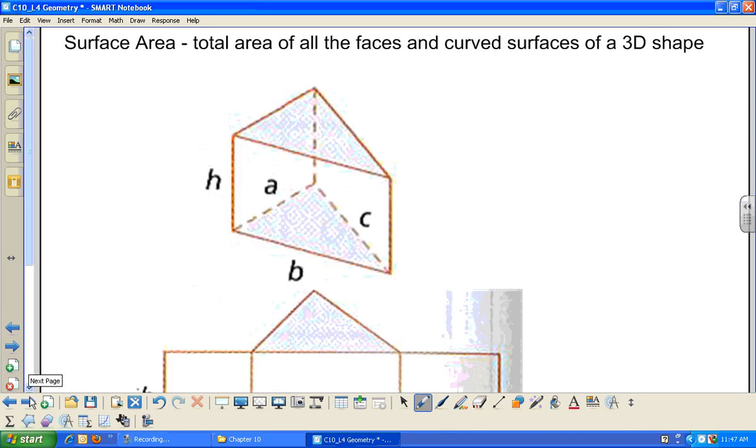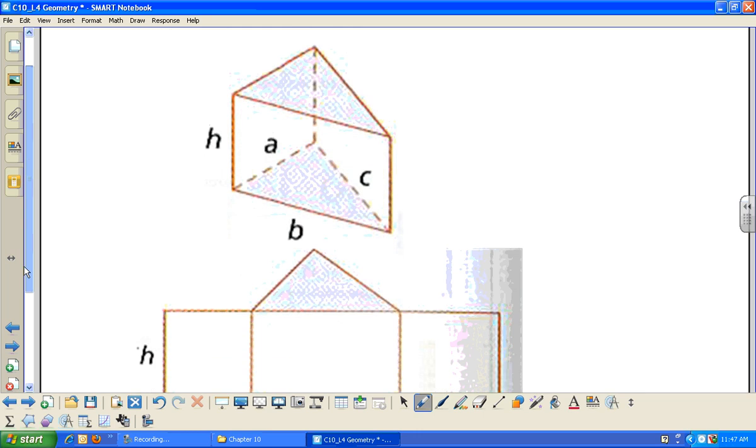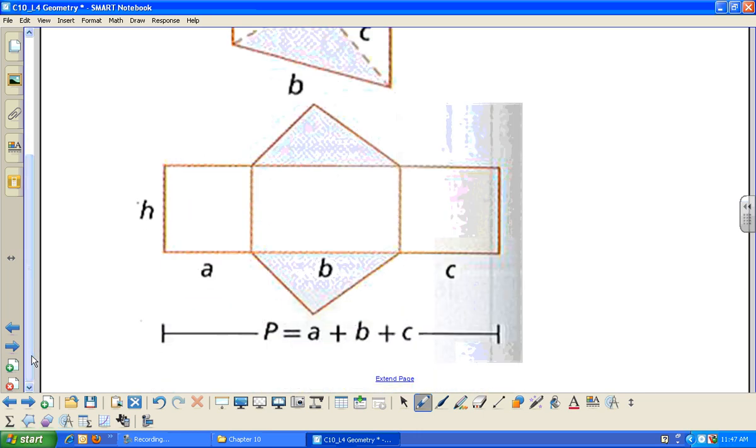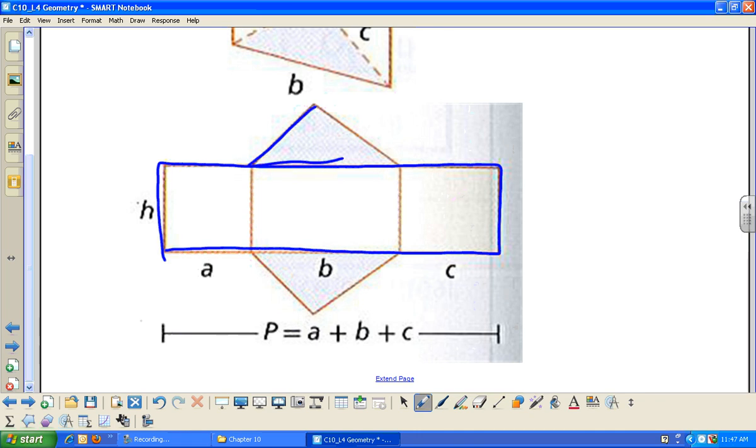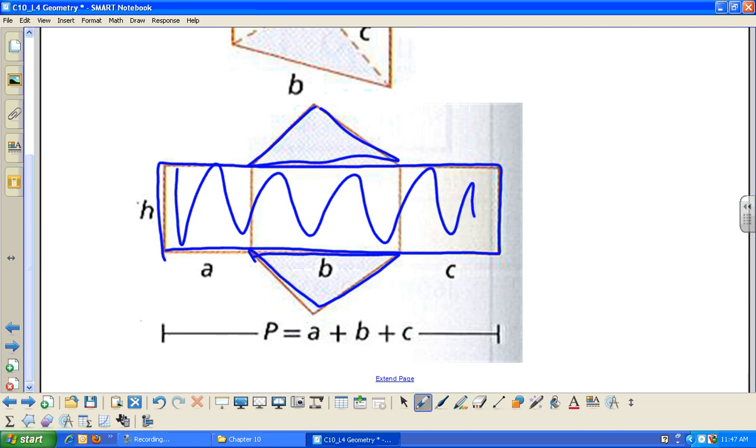The surface area of any figure is the total area of all the faces and curved surfaces of a 3D shape. Here I'm given a triangular prism. Now if I would unfold this into a net, the surface area would be the area of this rectangle plus the area of your two bases. If I'm going to find the area of this large rectangle, that's the same thing as the perimeter of one of your bases.